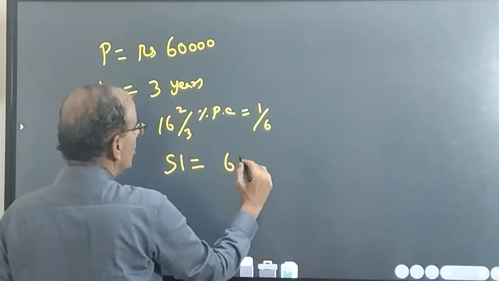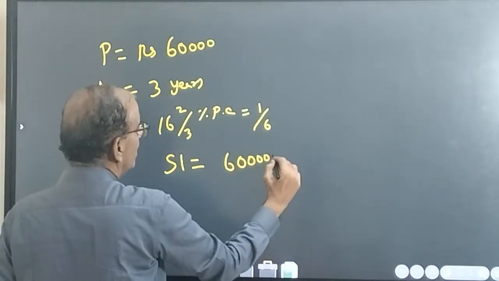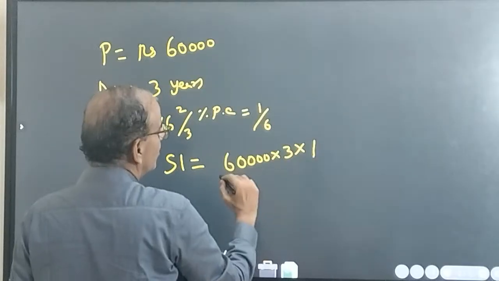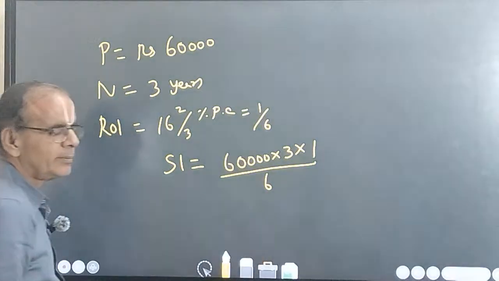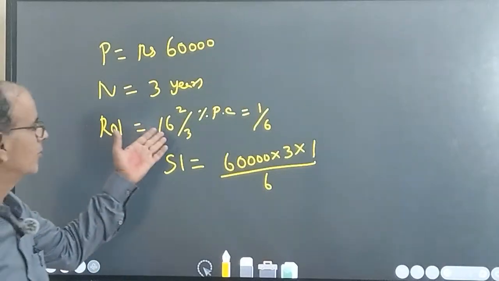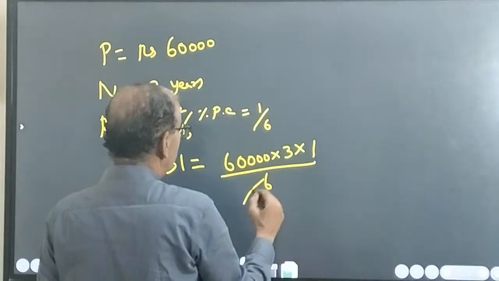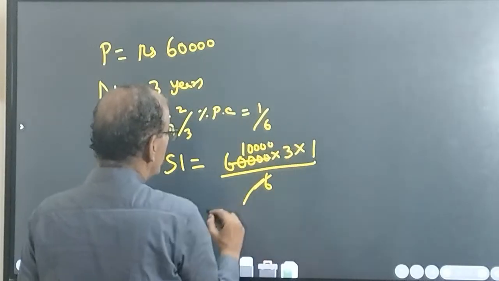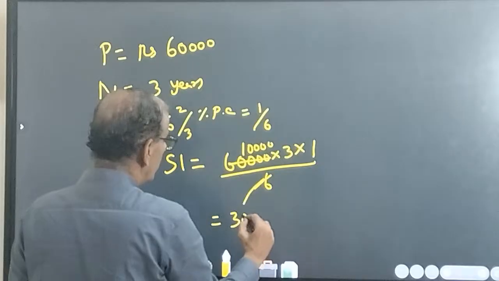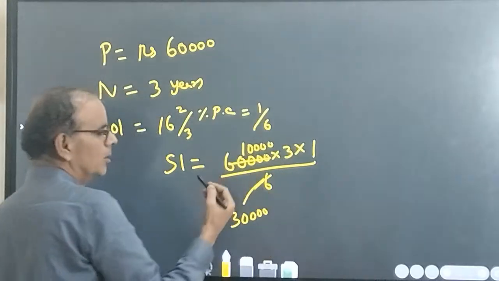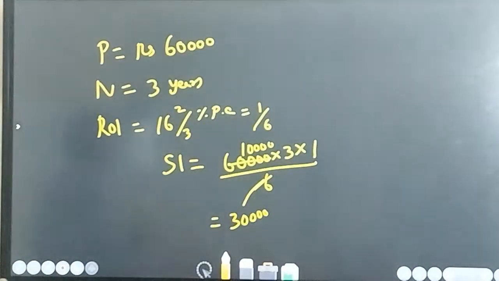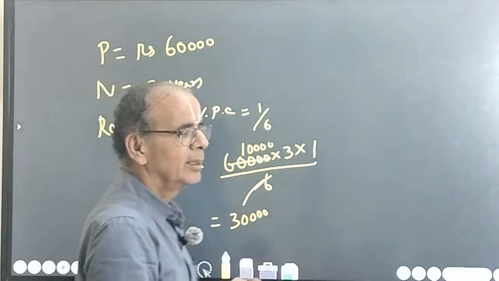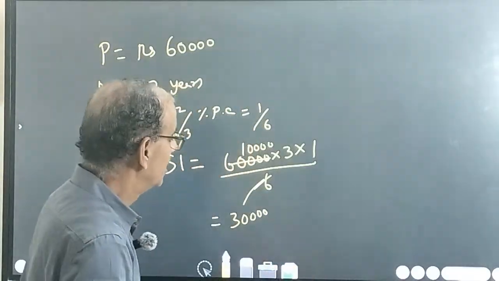So SI is equal to PNR by 100. P how much? 60,000. N how many years? 3 years. R by 100, R by 6. R by 100 itself has come. If you cancel, how much will it come? 10,000. 10,000 into 3, how much? 30,000 rupees. This is how you can easily do. That has lots of advantages. This is for simple interest.